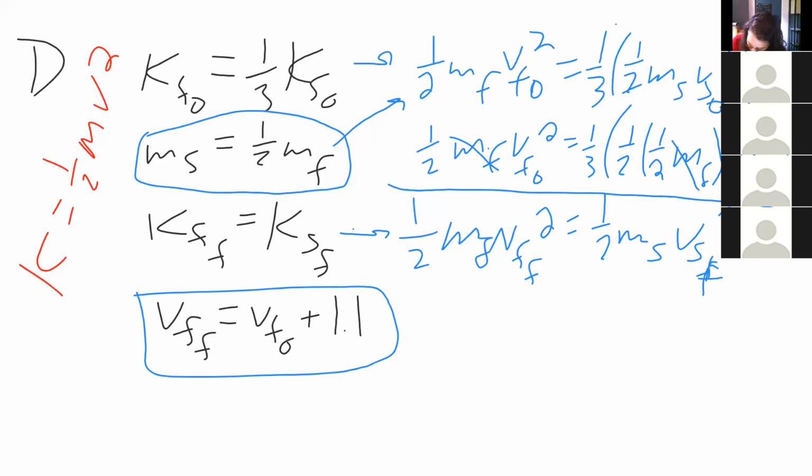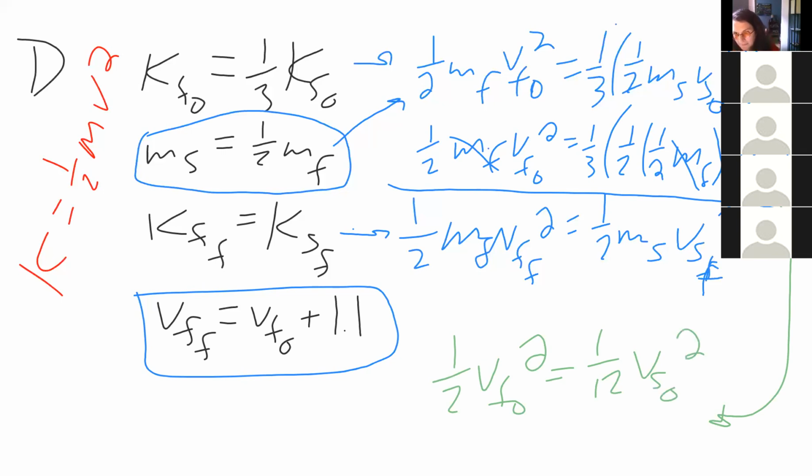Let's go ahead and put it down here. This tells us that 1/2 the velocity of the father initial squared is equal to a third times a half, which will be 1/12, the velocity of the son initial squared. And that's a useful relationship because it has eliminated mass. We have a relationship with the velocities, which ultimately we need to find for our two answers here. This is an equation with two unknowns, so we need one more equation.